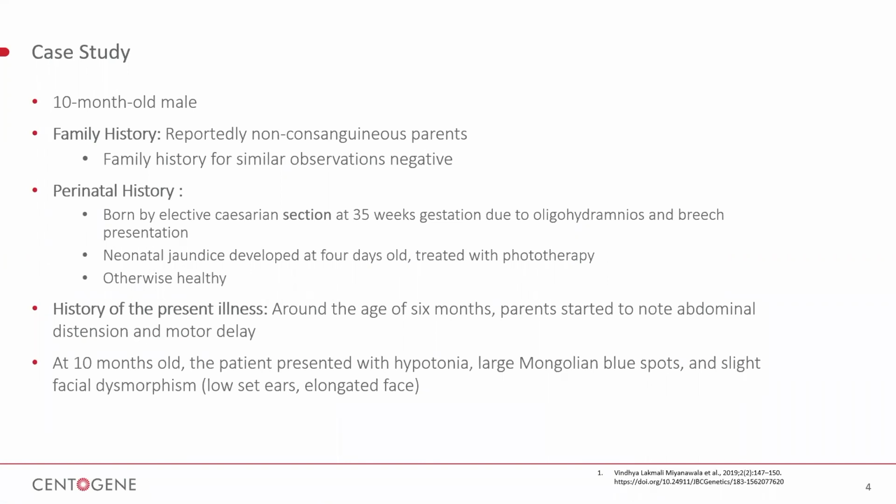Perinatal history was fairly negative, child born at 35 weeks by elective C-section due to low fluids and a breech presentation, and had jaundice that developed at 4 days of age, treated with light therapy, but was otherwise healthy. Until around the age of 6 months, when the parents started to note the large abdomen and some motor delays. And by the age of 10 months, the patient then had low muscle tone, large pigmented blue spots on the skin, and some slight facial differences.